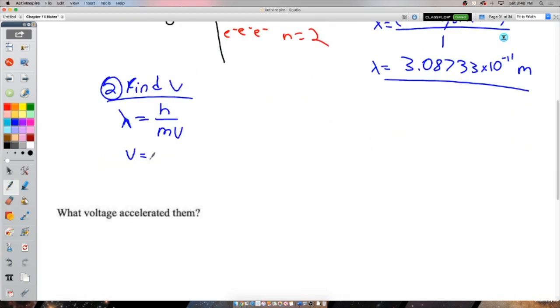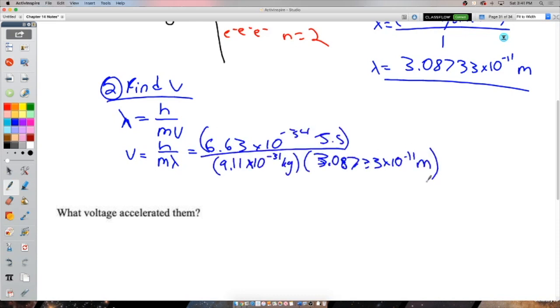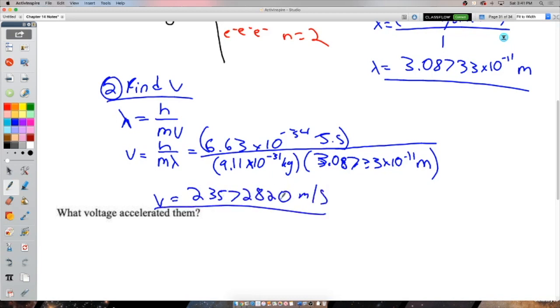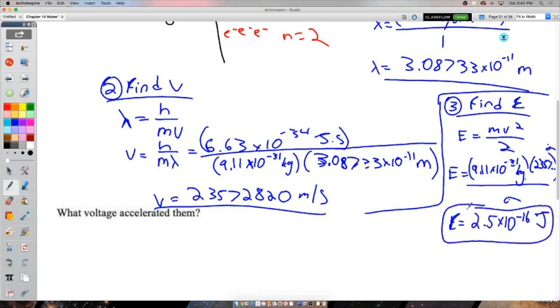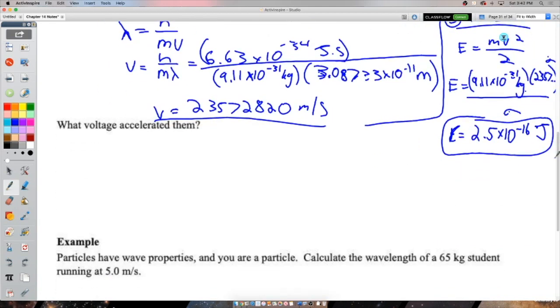And rearranging, we get that. And I got they were moving at. Okay, again, a significant portion of the speed of light. So if you were in a university course, you would have to adjust this and reconsider and use relativistic equations, but it works well enough for us now. So let's do the final step, find the energy. And I got that they have an energy of 2.5, to 2 sig digs, times 10 to the negative 16 joules.